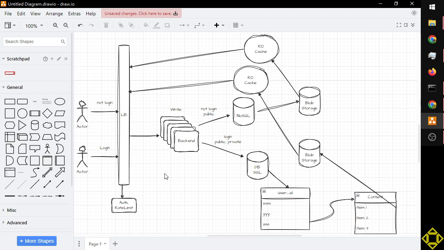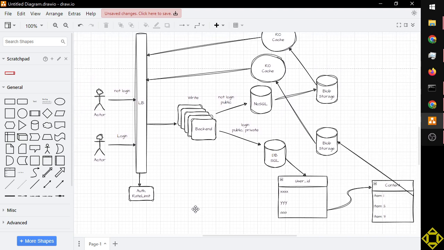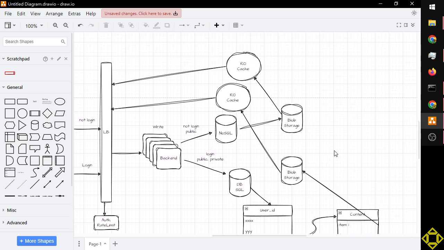Or for the SQL part, it's possible to use sharding to make that access work well in different locations. And also for the reading part, because many people read, this is a high read ratio. For example, we assume that it's a 200 to 1 ratio. So the solution will possibly be a read-only cache.